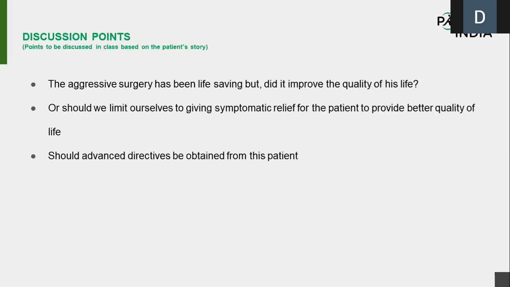Next slide, please. So these are the points which I would want to discuss. Aggressive surgery was done at the institution, which was gastrectomy, splenectomy, colectomy, distal pancreatectomy, and resection of liver metastasis. This has been life-saving because it controlled his hematemesis and he's been living for the last 5 months. But did it improve the quality of his life? Or should we actually limit ourselves to giving symptomatic relief for the patient to provide a better quality of life? Should advanced diagnostics be obtained for this patient? If he has a bleed, does he want a laparotomy done again and again? These are the things which I would like this discussion to be focused on. Thank you.